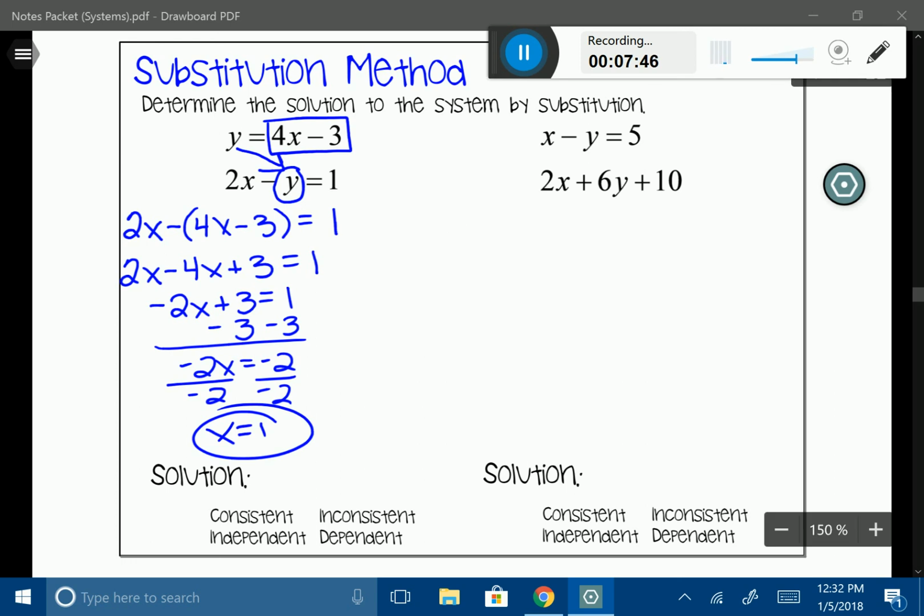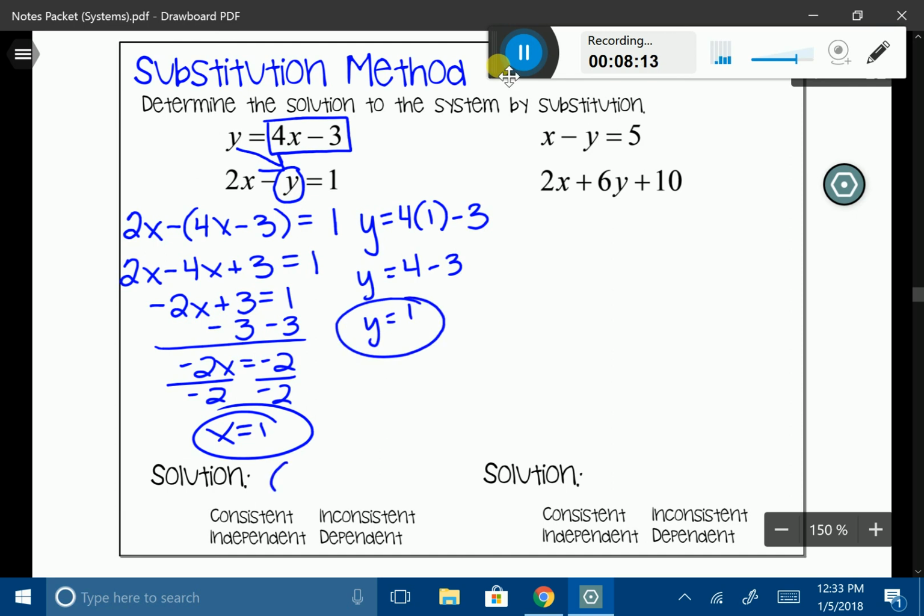Okay. Now that we have our x, let's go ahead and take that x and substitute it back into either the original problem or the second problem. It doesn't matter which one. I'm going to go ahead and put it into the first one. So y is equal to 4 times 1 minus 3, and that's nice and simple. 4 minus 3, that's just going to give me 1. So my solution to the system is going to be 1, 1, consistent and independent.